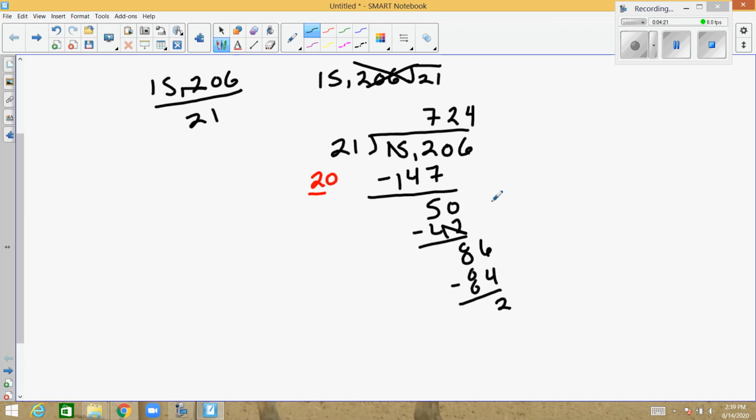Please do me a favor. I know your book says this, and if I'm fortunate to have you in class, I will tell you the same thing. Remainder 2 doesn't really mean anything. Are we almost done? Are we halfway done? It really doesn't tell us that. So yes, your book will put R2. Please don't do that. What I want is a remainder of 2 over 21.